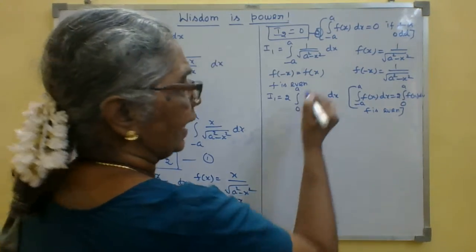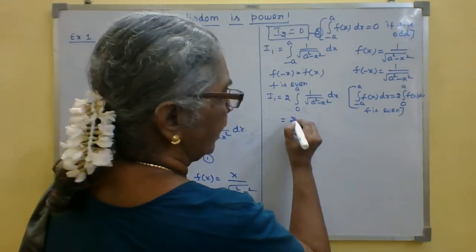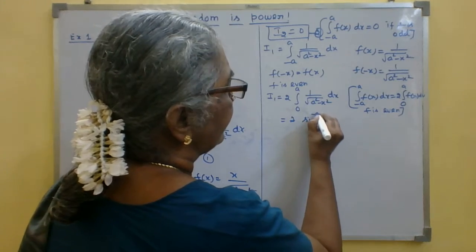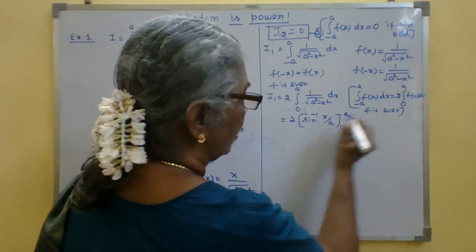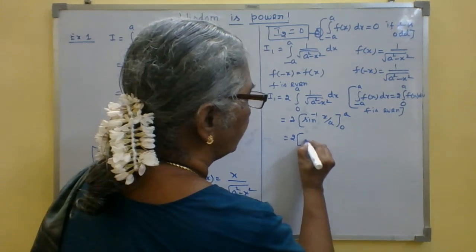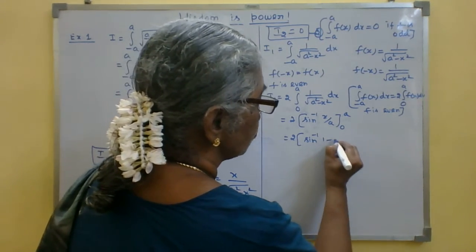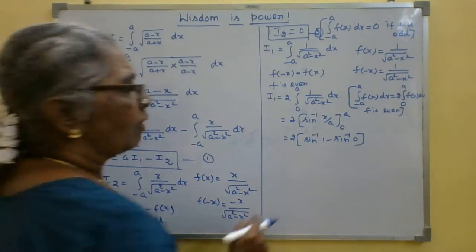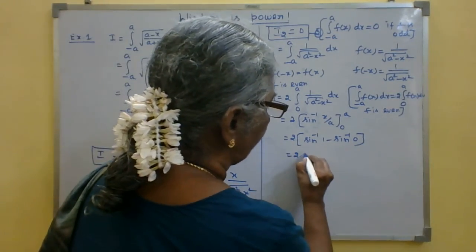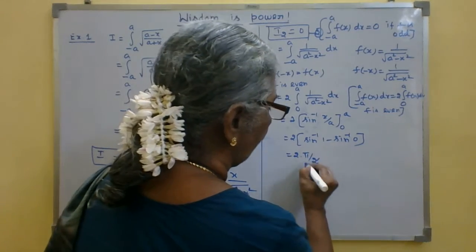Now, this is a straight formula, you know. So you will get 2 into sine inverse of x by a within the limits 0 to a. So you get 2 into sine inverse 1 minus sine inverse 0. What is sine inverse 1? It is pi by 2. Sine inverse 0 is 0.